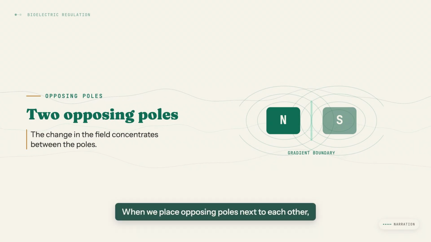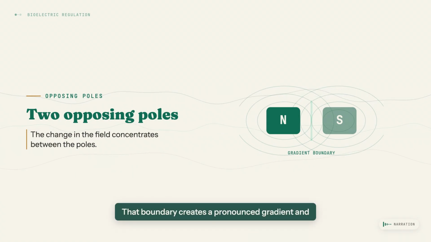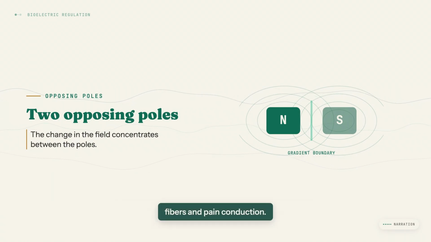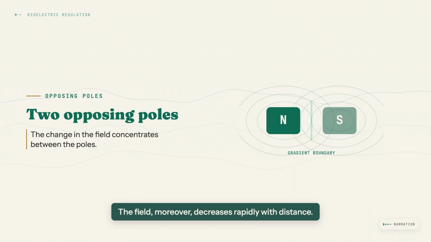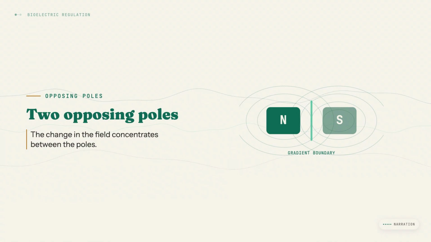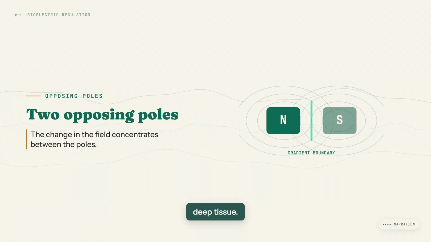When we place opposing poles next to each other, a boundary forms where the direction of the field changes abruptly. That boundary creates a pronounced gradient and can be especially relevant for modulating sensory fibers and pain conduction. The field, moreover, decreases rapidly with distance. The intensity measured at the surface of the magnet will therefore be greater than the intensity reaching deep tissue.